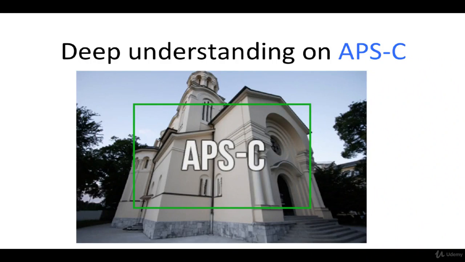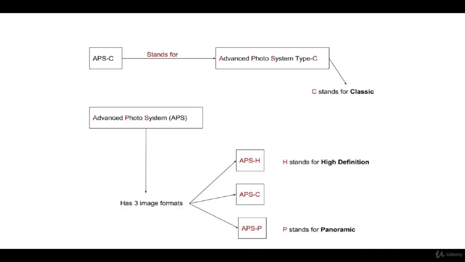Deep understanding of APS-C. APS-C stands for Advanced Photo System Type C. C stands for Classic. The APS-C genre comes from the Advanced Photo System, APS. There are three types of APS: APS-H, APS-C, and APS-P. H stands for High Definition and P stands for Panoramic.